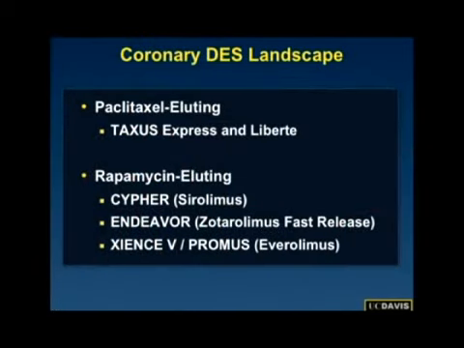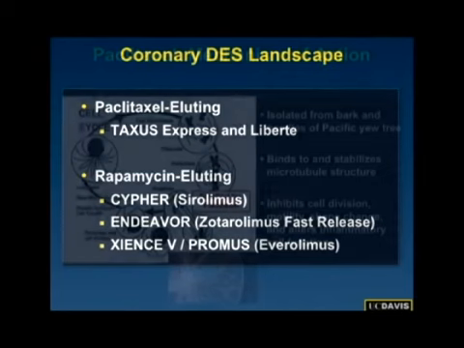Now, translating things from the coronary to the peripheral circulation is not trivial. Peripheral vessels are not the coronary arteries. Having said that, a lot of our understanding comes from the coronary arteries. These are the currently FDA-approved stents in the United States. We have paclitaxel eluting stents, and we have rapamycin or related rapamycin eluting stents.